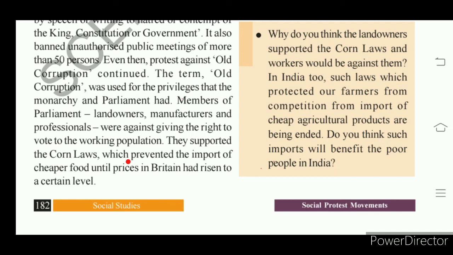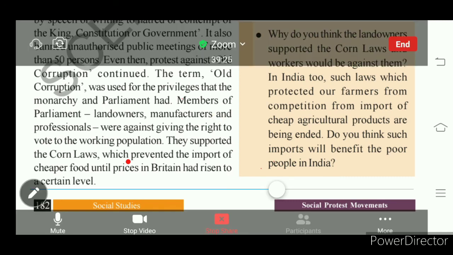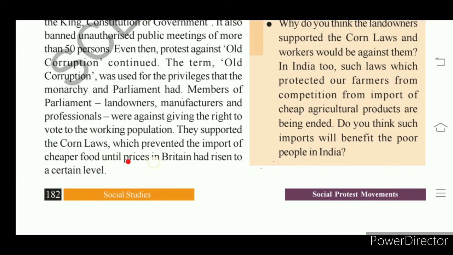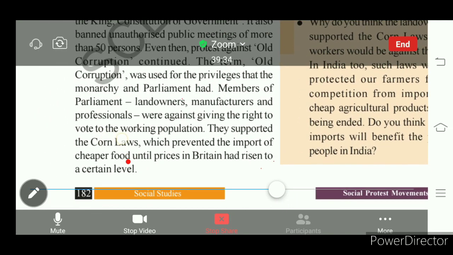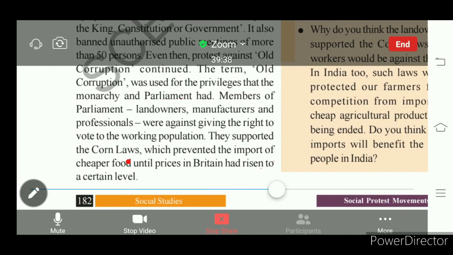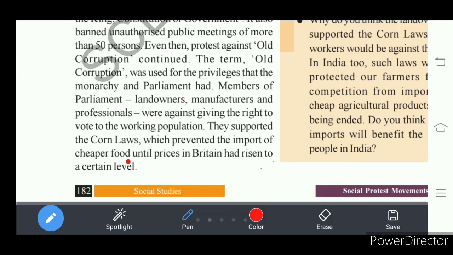When people purchase cheap bread from other countries, who will buy the bread produced in Britain? Britain may suffer a loss. So in order to get profit in producing bread, the British Parliament passed a law not allowing the import of cheap food items into Britain. This law is called the Corn Law. It bans the import of cheap food from other countries until the price of bread in Britain increases to a certain level, that is, the level to get profit. Understand?